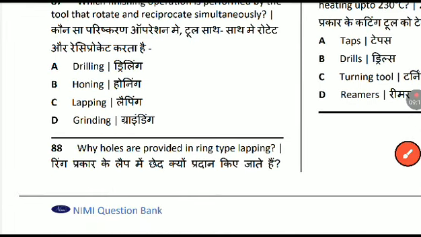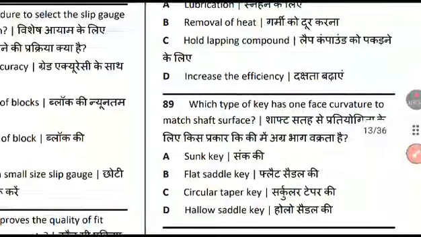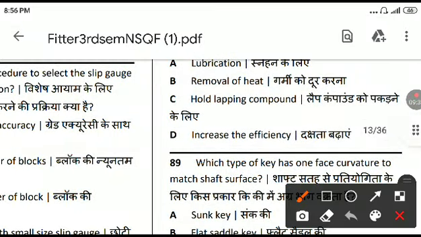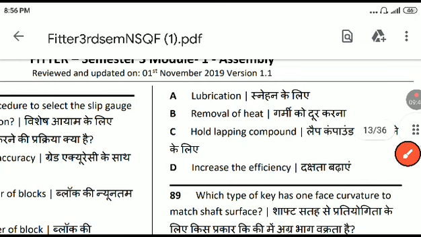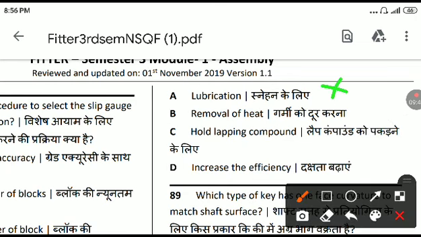Why holes are provided in ring type of lapping? To hold lapping compound. Option A, lubrication, not. Option B, removal of heat, not. Option C, holding lapping compound. Option C.